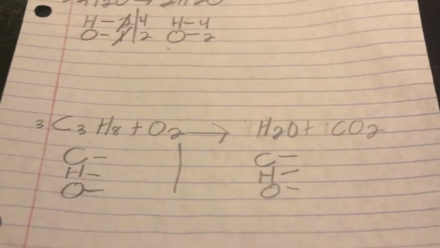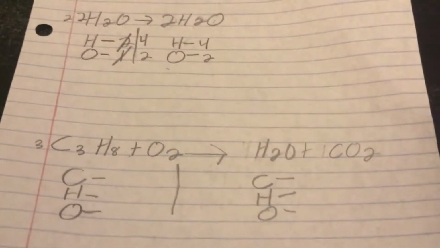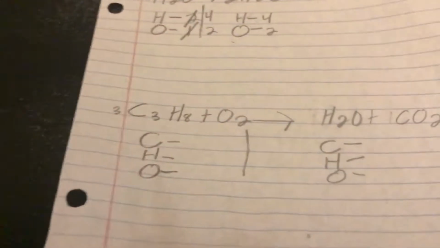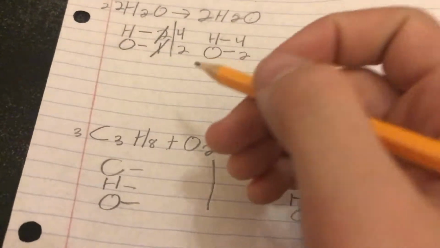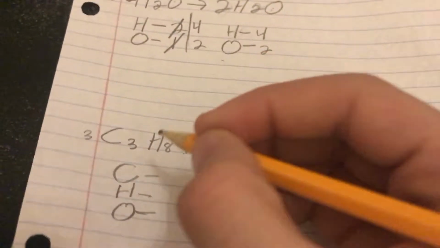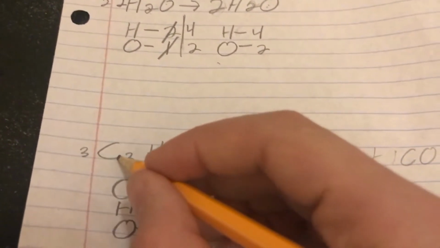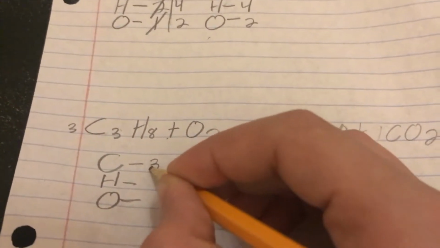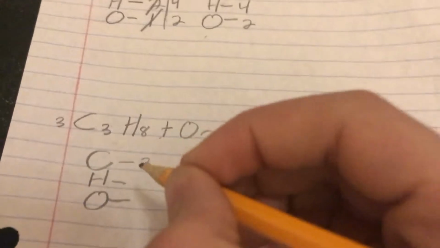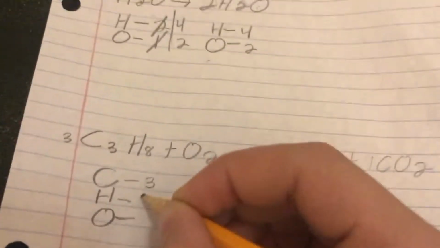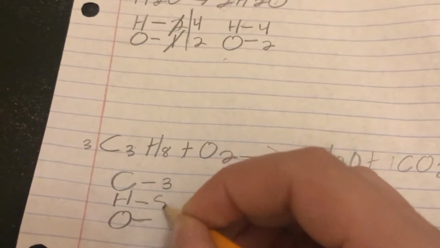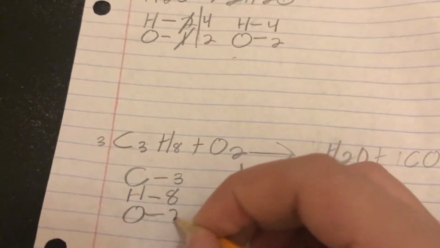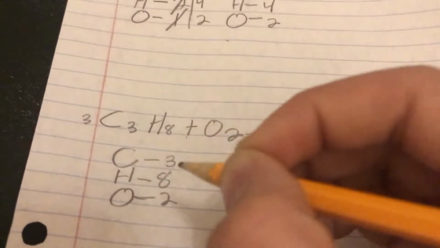C3H8 plus O2 and H2O plus CO2. They are both reactants, and they're unbalanced, as you can see. So carbon has 3 atoms because its subscript is 3. Hydrogen has a subscript of 8, so it has 8 atoms. Oxygen has a subscript of 2, so it has 2 atoms. So 3, 8, 2.